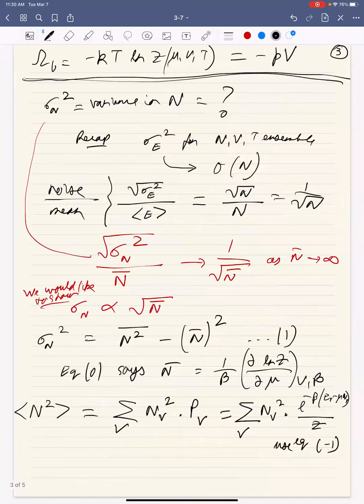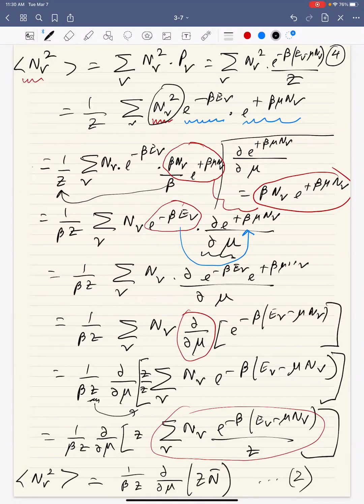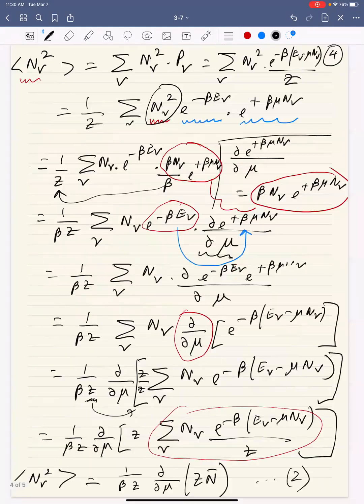Okay, which equation were we at? We got to equation number 1. Let's call it equation number 2. Okay, everyone okay with me moving to next page? Okay, so let's move to next page. Let's write down this equation once again. So we just showed equation 2 was that the average value of n square, we don't need to keep writing n nu square, it's implied, is equal to 1 over beta z, partial by partial mu of z n bar. What are we keeping constant in this partial derivative? T and V, right? Z depends on mu V T. Remember, we are working in a mu V T ensemble here, so anytime we are differentiating with respect to mu, the things that are being held constant are V and T.